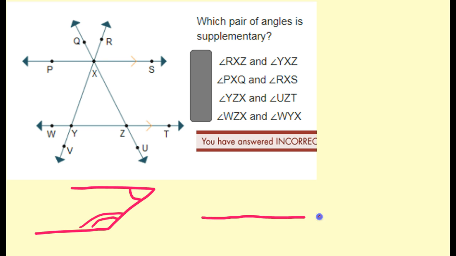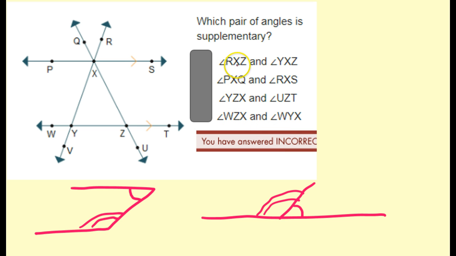The other very common way of forming supplementary angles is if you have a straight line and you split it up into two angles, these angles will be supplementary. So this angle and this angle will be supplementary. Okay, if we were talking about a triangle, all three angles add up to 180, but we're just dealing with pairs. So let's see if either one of these two situations happens.